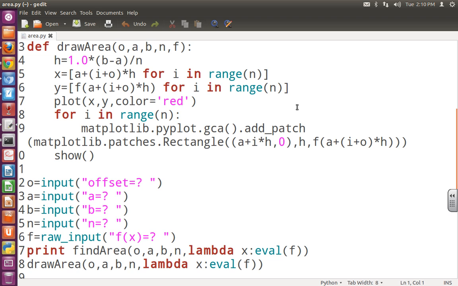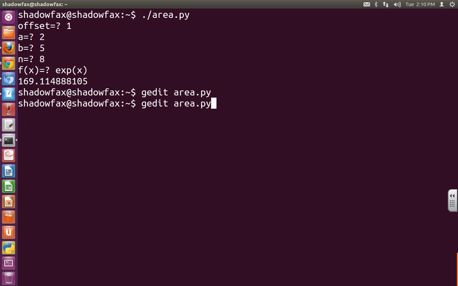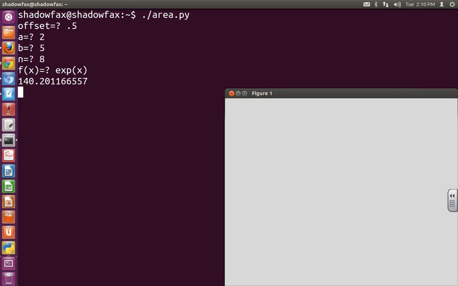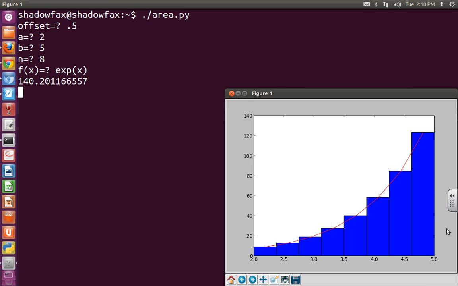It's going to be somewhere between the left and right. All right, this is good. All right. So, now look, run it like this. If I run it for an offset of 0.5, and I do the same inputs, otherwise 2, 5, 8, exp. Now you're getting the midsums.